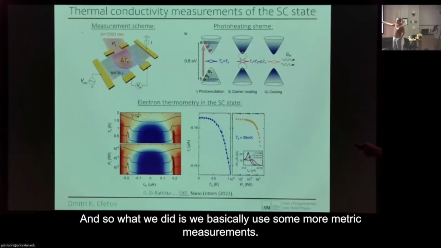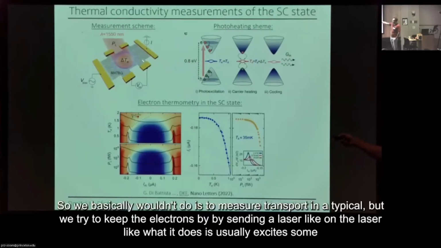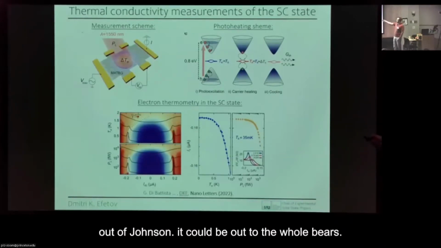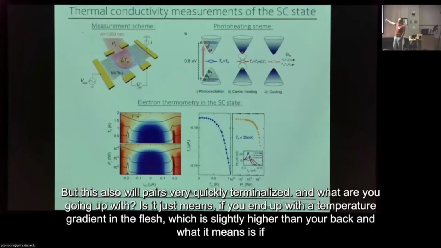So what we do is we measure transport in a typical twisted bilayer graphene device, but we try to heat the electrons by sending laser light on it. The laser light usually excites some electrons, so it creates these electron-hole pairs. But these electron-hole pairs very quickly thermalize. And what you end up with is basically a temperature increase in the flat band, which is slightly higher than your bath.